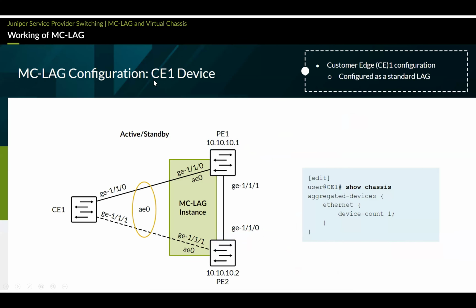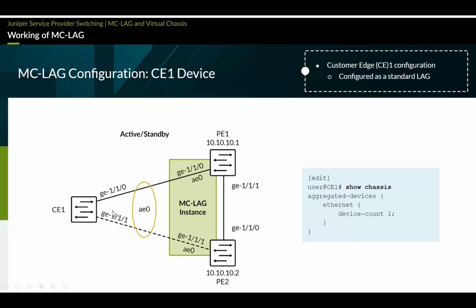So the MCLAG configuration on the CE1 device. Basically, on the CE1 device, configure the aggregate interface first. To configure an aggregate interface in Juniper devices, the process is set chassis aggregated-devices ethernet device-count, then you can set the number. Here, the number is 1, which means only one aggregate interface is created, that is AE0. Both physical interfaces will be members of AE0. So first create the aggregate interface, then add those interfaces under the aggregate interface or LAG.